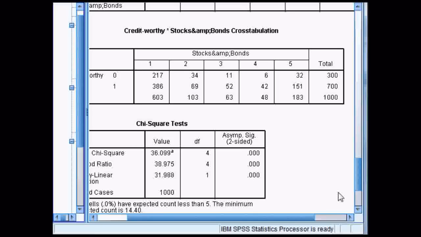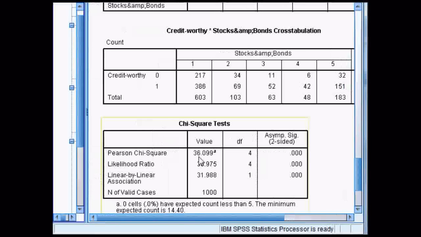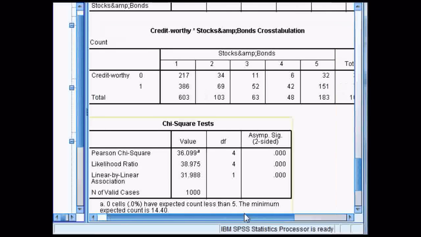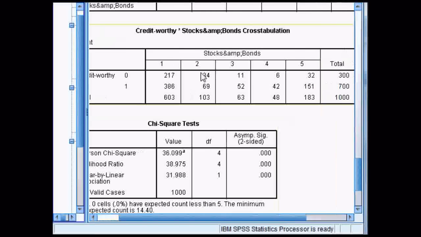So here we've got our chi-square value of 36.099. We have 4 degrees of freedom. The degrees of freedom on a chi-square test is the number of rows minus 1 times the number of columns minus 1. So we've got 5 columns, so 4, and 2 rows, so 2 minus 1 is 1. So 4 times 1, 4 degrees of freedom.